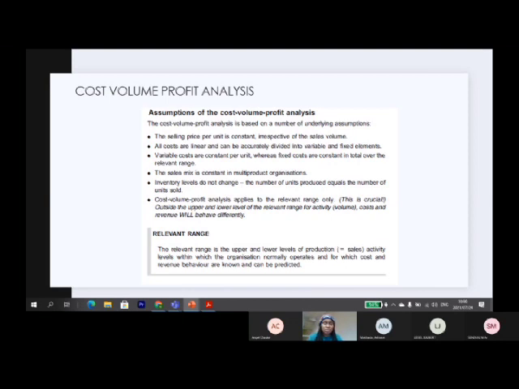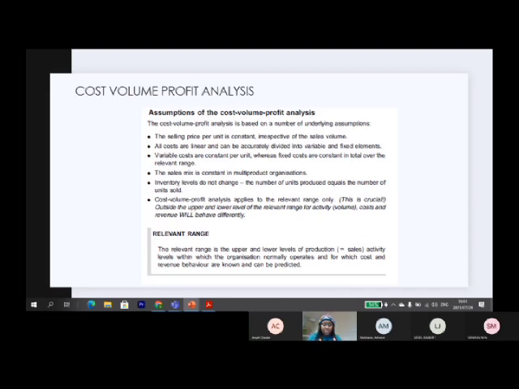Then the other assumptions are that variable costs are constant per unit, whereas fixed costs are constant within the relevant range. Meaning your pricing didn't change and your cost can be identified as variable or fixed in order for you to use this tool. And then the others, inventory levels don't change. What is crucial is that there's a relevant range that you are working towards.